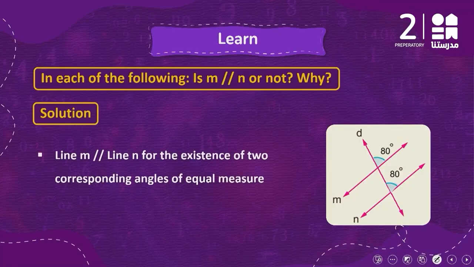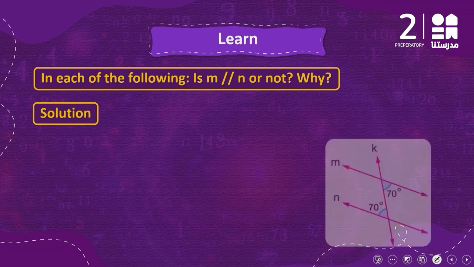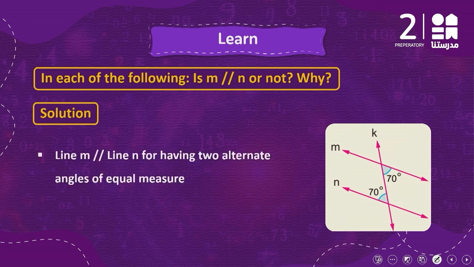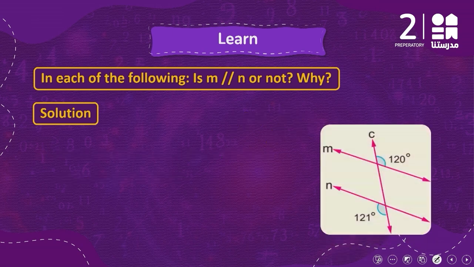Now we have these two angles, they are equal to each other, they are corresponding to each other, so the lines are parallel, M and N. Now we have these two angles, they are also equal, but they are not on the same side. They are called alternating angles. If they are equal, the lines are parallel for sure, so M is parallel to N, because of these two alternating angles.